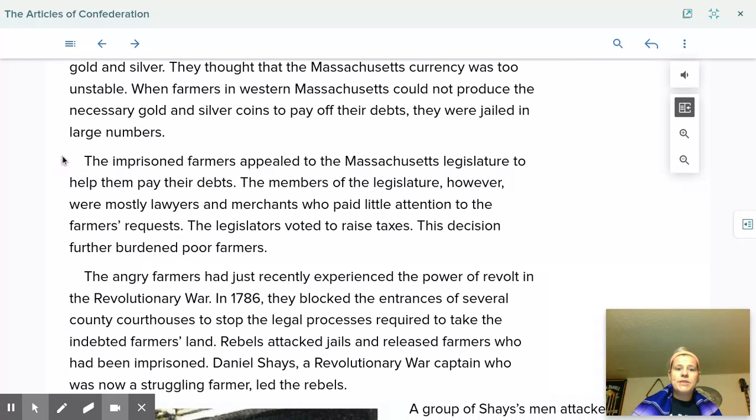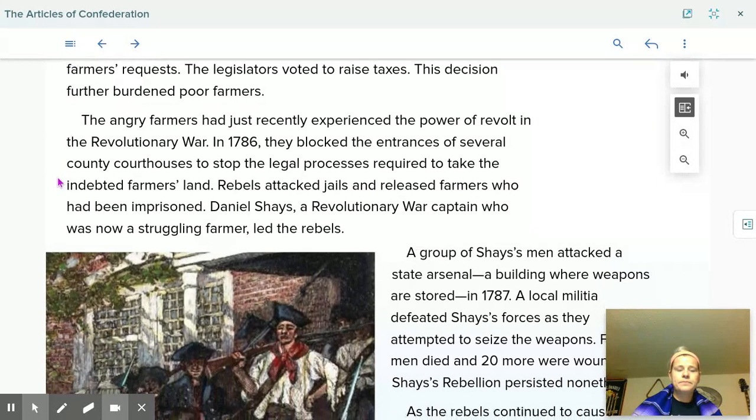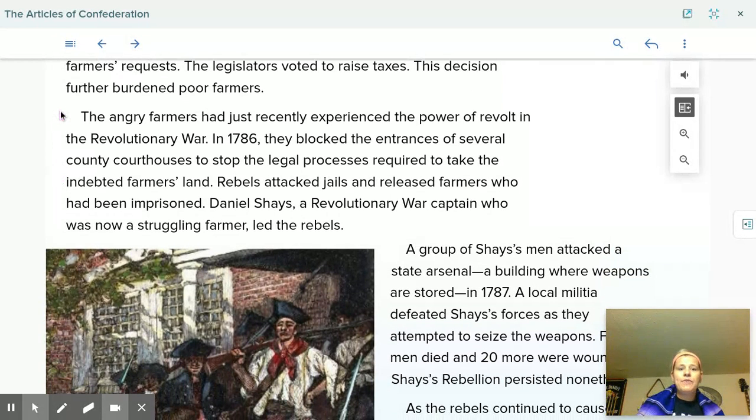The imprisoned farmers appealed to the Massachusetts legislature to help them pay their debts. The members of the legislature, however, were mostly lawyers and merchants who paid little attention to the farmers' requests. The legislators voted to raise taxes. This decision further burdened poor farmers. The angry farmers had just recently experienced the power of revolt in the Revolutionary War.